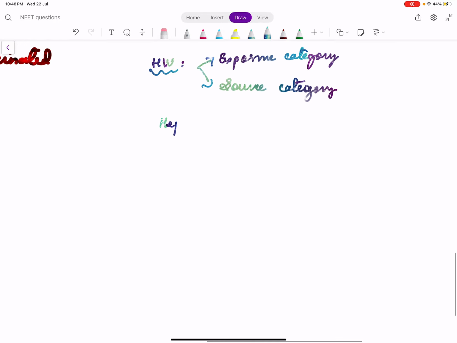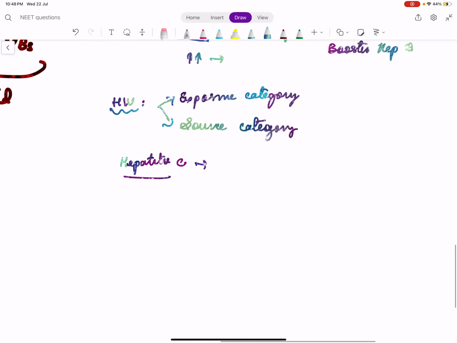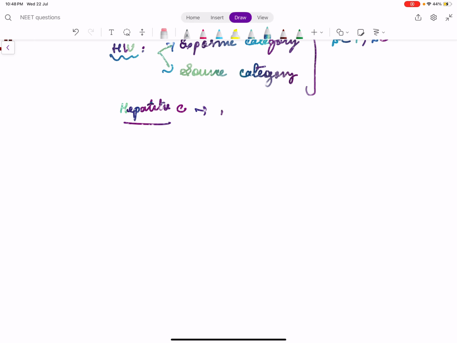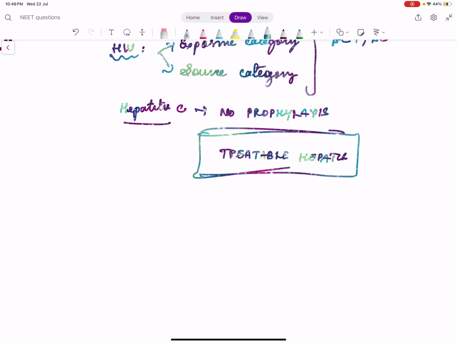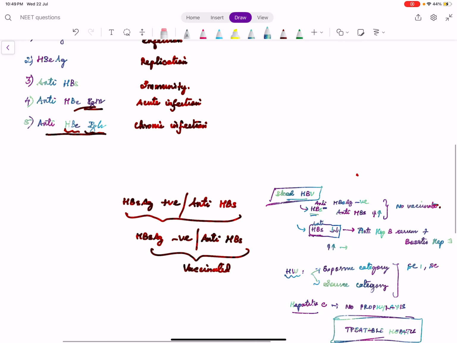What about hepatitis C? For HIV, if you read your textbooks, they will be giving EC1, EC2, etc. I just want to tell, to give a prophylaxis, the exposure has to be severe, source has to be clear. Hepatitis C, remember, there is no prophylaxis. But hepatitis B is the only treatable hepatitis. Treatable and curable hepatitis. So if you get a prick with hepatitis C serum, there is no prophylaxis. You have to get infected with hepatitis C and you have to take treatment and get cured, right? Okay.